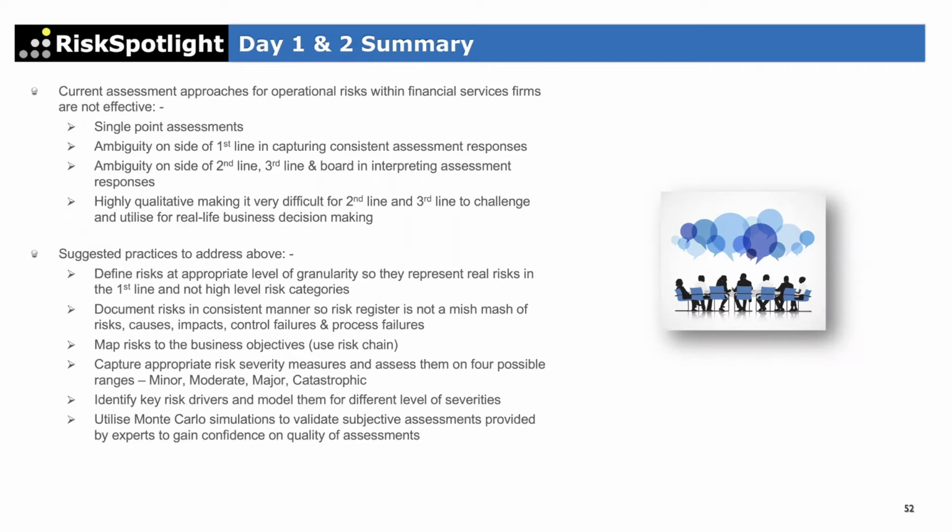We need to map the risks to the business objectives. That's where we've looked at this concept of risk chain, because first line does not care about the risk, they care about the business objectives. So if we can show the link between the risks and the business objectives, they will be a lot more interested in understanding and managing risk than if there was no connection between the risks and the objectives.